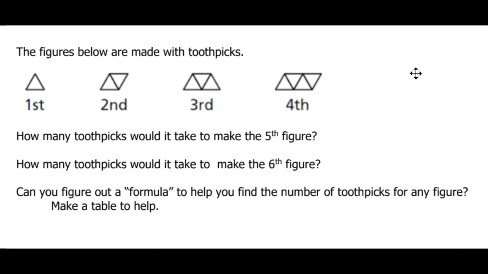It says the figures below are made with toothpicks. The first one is made as a triangle like this. The second one is completed like this. Notice how many more toothpicks it takes to complete the second shape versus the first. And then we have to add some toothpicks to make the third and even more to make the fourth. So it wants to know how many toothpicks it would take to make the fifth figure, if we continue this pattern on.